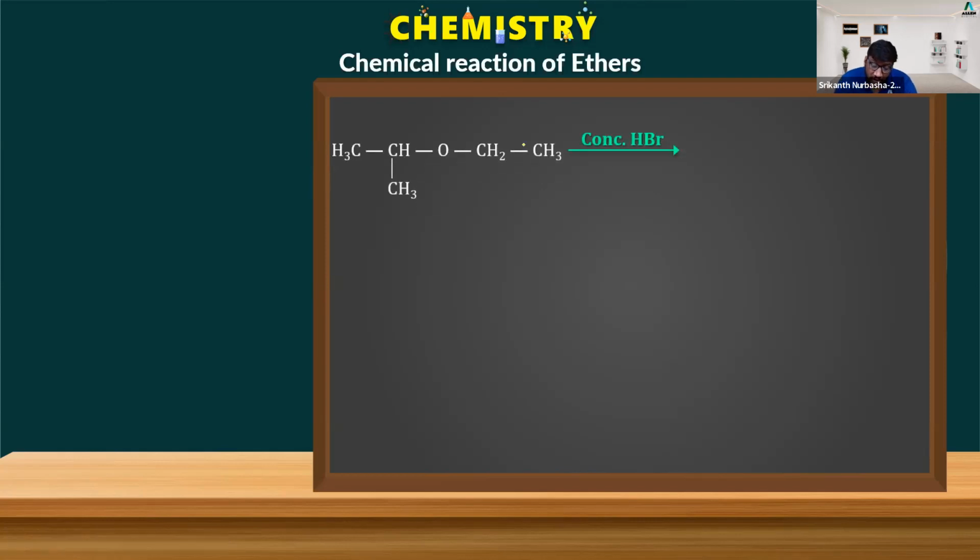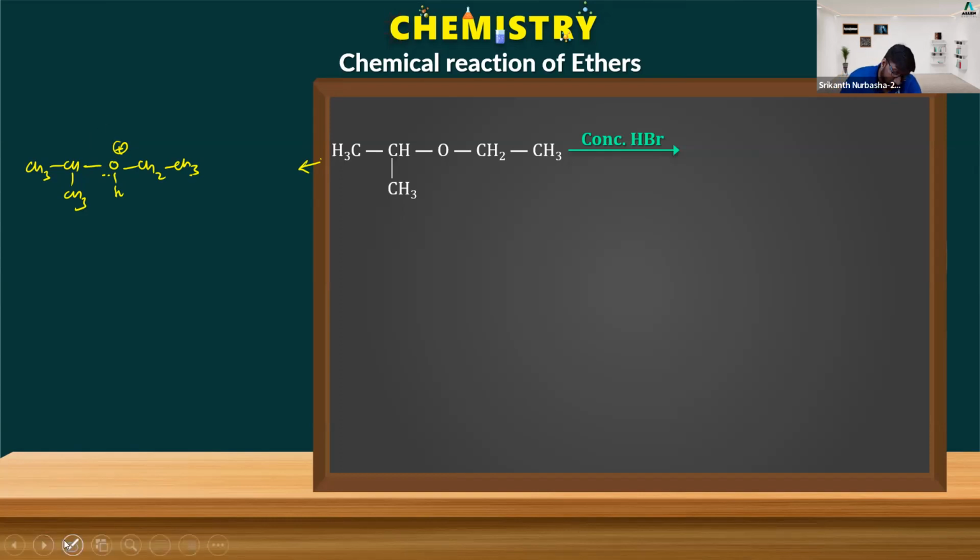Look at here. CH3CH3OCH2CH3 with concentrated HBr. First you will get what? CH3CH3 oxygen with one lone pair, OH bond and a positive charge, CH2CH3. After that you will get SN1 or SN2. You cleave both bonds. You cleave the CO bond.